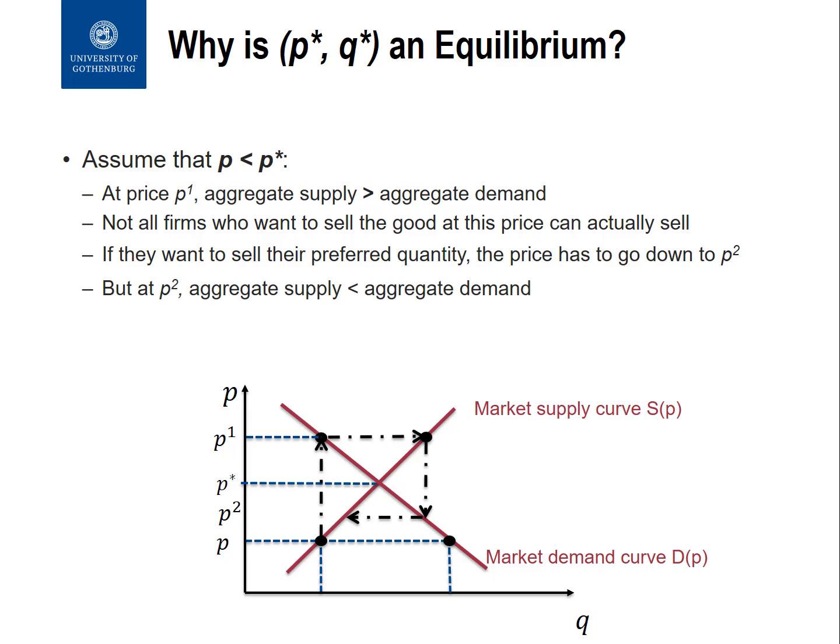Again, at price P2, market demand is greater than market supply, so there is an excess demand, although the gap between supply and demand is smaller than before. This goes on until the market equilibrium is reached. In other words, when there is neither excess demand nor excess supply.